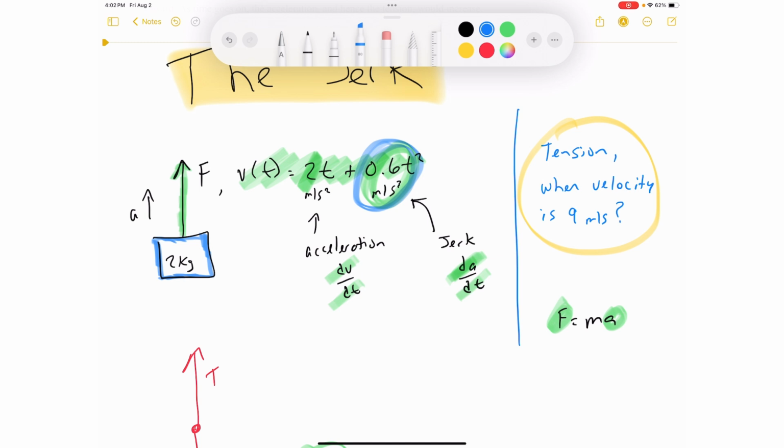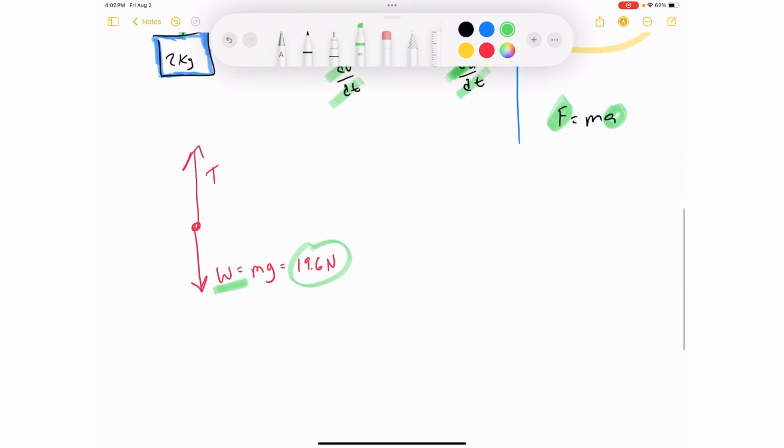So what we want to know is what is the tension in this rope, right? So there's a rope right here. We want to know what's the tension in this rope at 9 seconds. Okay, great. So what we have here is a free body diagram. The little dot, of course, represents the box.